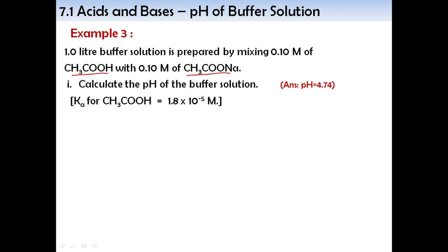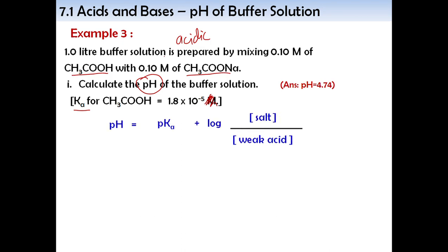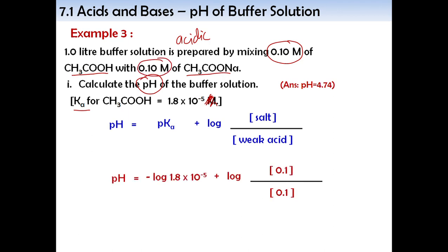Jadi, first, untuk kira pH value, kena tahulah ini acidic ke basic kan? Hopefully, bila awak dah nampak COOH, you tahu this is acid. But also can look at the Ka value. Dia tak ada unit. And kita tahu the Ka, so means this is acidic buffer solution. Boleh terus kira pH by using Henderson-Hasselbalch equation. So, we know the concentration for our salt and weak acid. So, simply substitute.